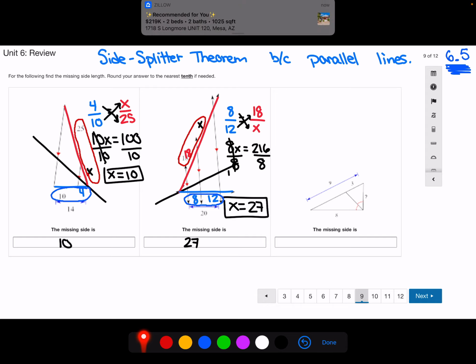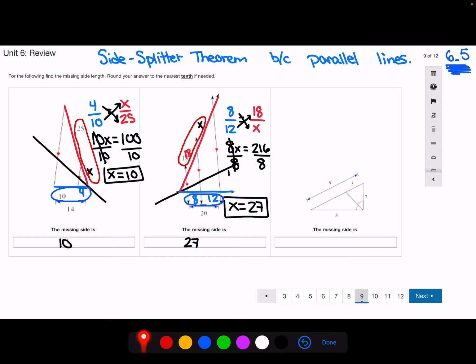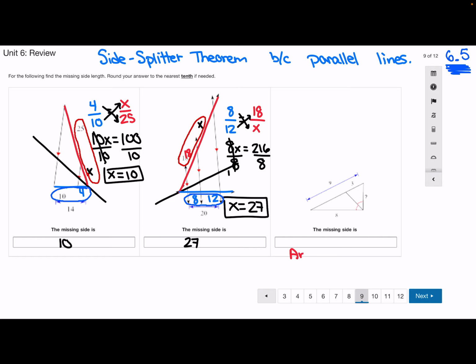So we covered those 2 theorems. We have one final one from 6.5, and that's the angle bisector theorem. Now, the way that I can tell what I'm going to use on this specific problem is because I notice that we don't have parallel lines. So I can't use the side splitter theorem. That's out. I'm done with that. But I do have 2 angles that are congruent, and they're split by a line, meaning this line segment is an angle bisector. So we're going to use the angle bisector theorem.